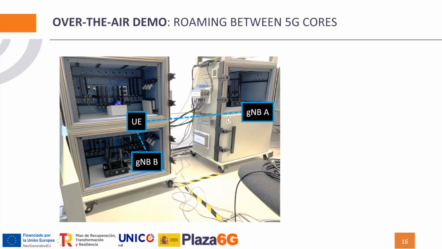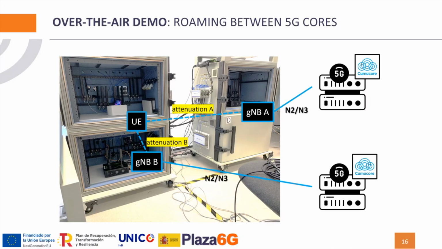You can imagine that this UE potentially has access or coverage to these two radios. We will manage this coverage according to an attenuation that we are controlling. Of course, these gNBs are connected to something, which is the core. For this particular demo, we are showcasing the Kumu 5G core. This is commercial, but we can plug any other core.